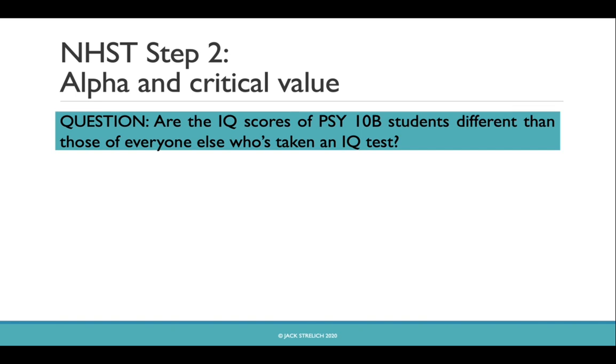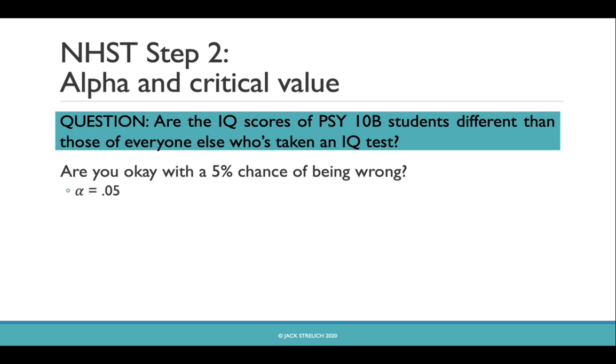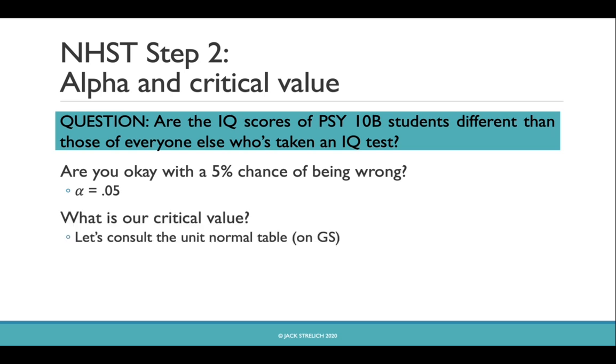Let's move on to step 2 of null hypothesis significance testing. We need to set our alpha value, so we can ask ourselves, are we okay with a 5% chance of being wrong? As I mentioned in the last video, an alpha of 0.05 is a widely accepted rule of thumb in psychology. And if it's good enough for psychologists in general, it's good enough for us. So we'll pick an alpha level of 0.05. Now we can ask, what's our critical value? We can find our critical value by consulting the unit normal table. You can find this whole thing as a PDF on GauchoSpace. I'll show you some relevant parts in these slides.